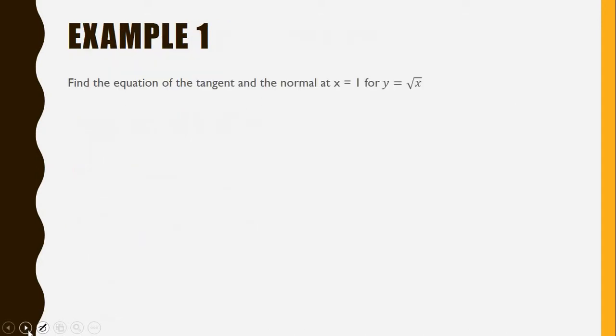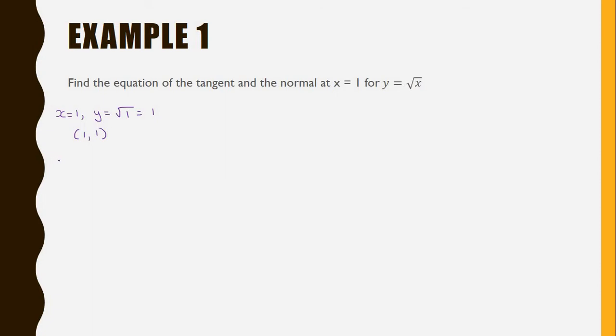So we're wanting to find the equation of the tangent and the normal at the value where x equals 1 for y equals square root of x. The first thing we need to do is to find our point. When x equals 1, to find the value of y, we can substitute in and we would get the square root of 1. So that means that our point will be the point (1, 1).